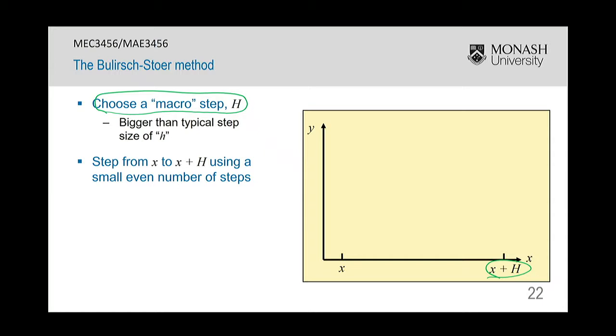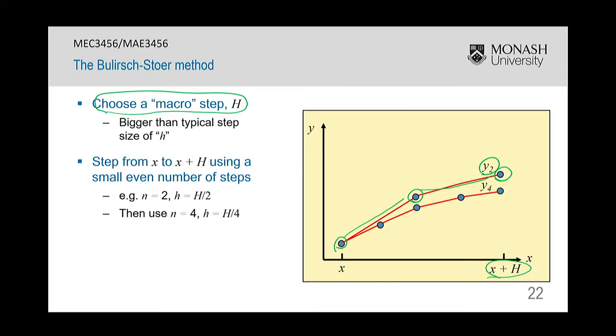The way the Bulirsch-Stoer method works is to step from x to x plus H using our ODE integrator, using a small even number of steps. For example, we might take 2 steps. Start off here, integrate to this point, and come up here, and the solution we get here we're going to call y2. The 2 refers to the fact that we've taken 2 steps. Then let's do the same thing now. Go back to the beginning at x and integrate using 4 steps forward until we get a solution y4. So we now have 2 estimates of what the solution is at x plus big H.